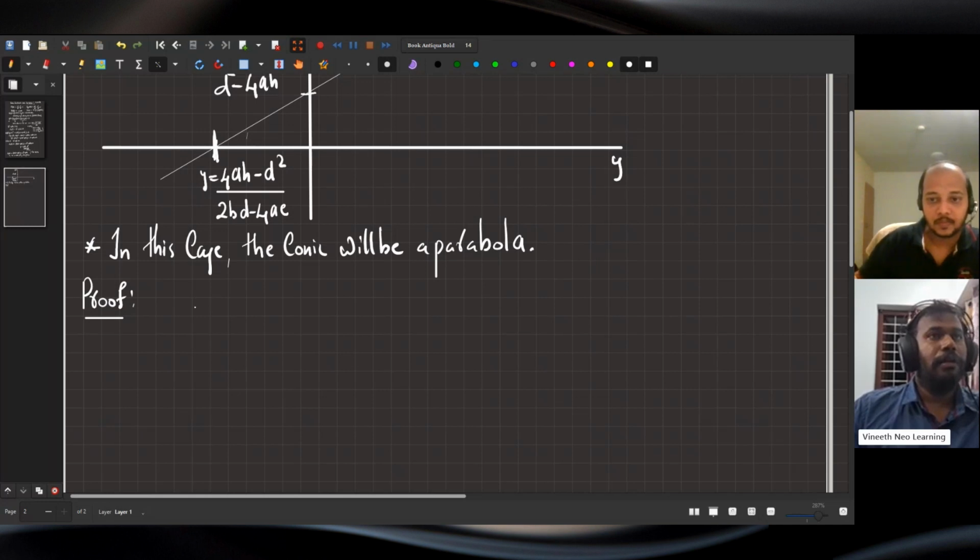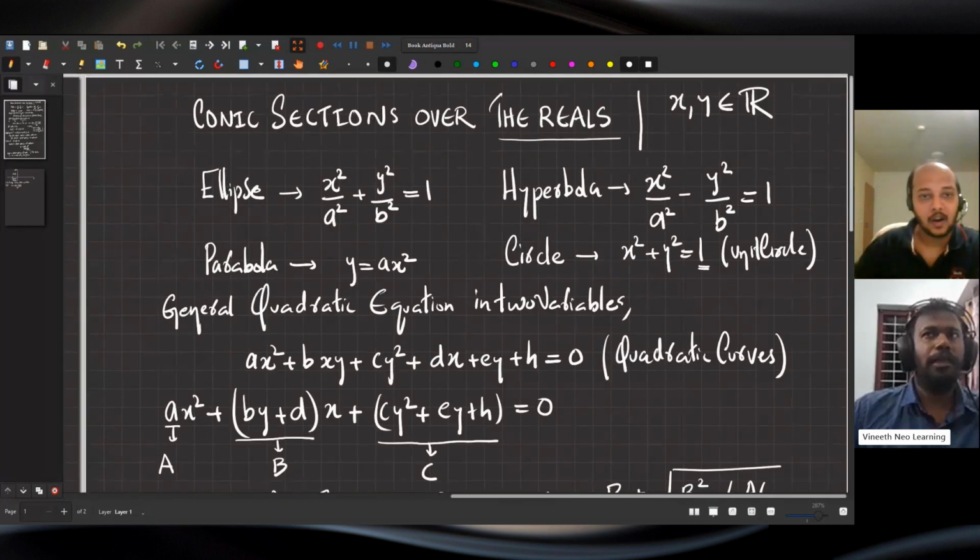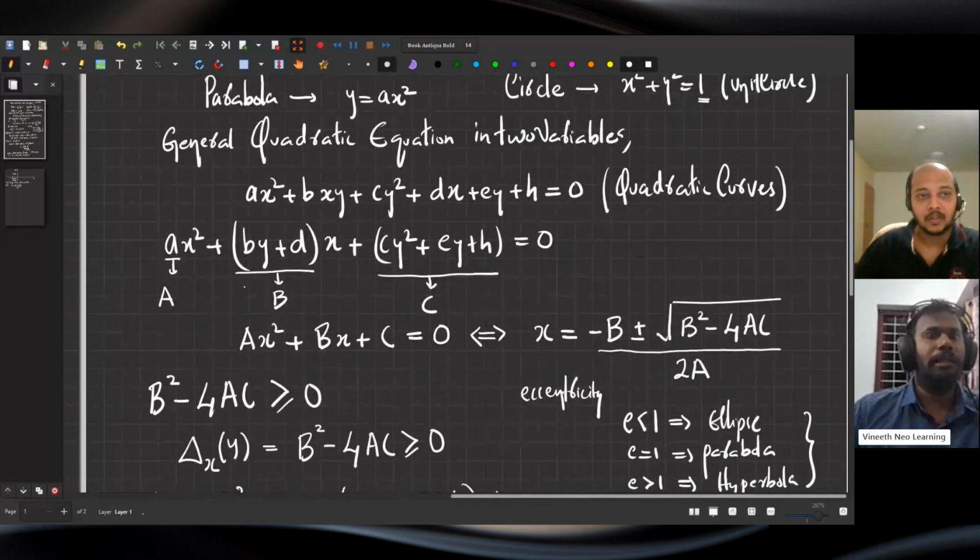What was our initial equation of the conic section? It is x equals minus b plus or minus square root of delta x of y, over 2a. All things are capital, isn't it? Yes, that was our original equation. We just did some substitutions.